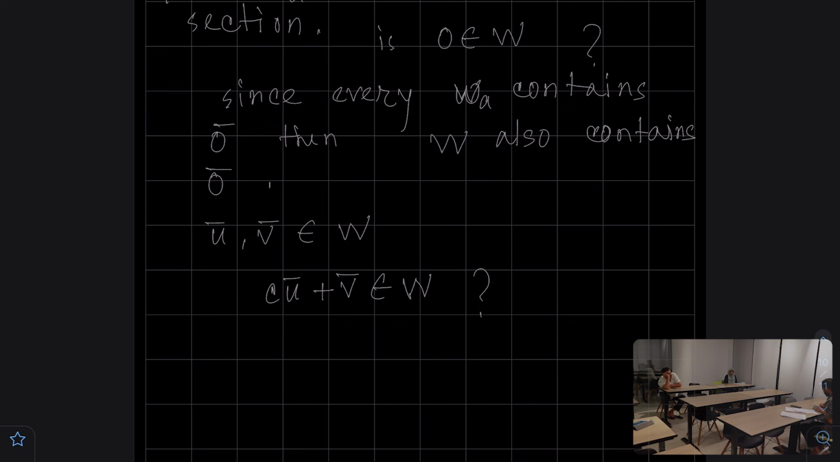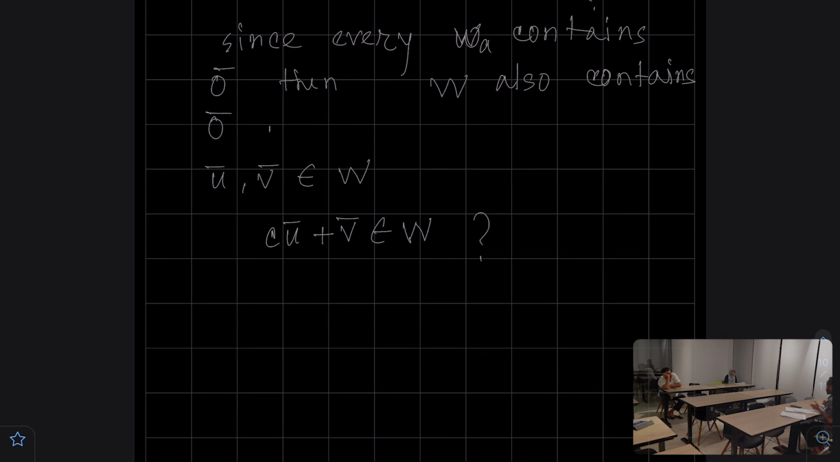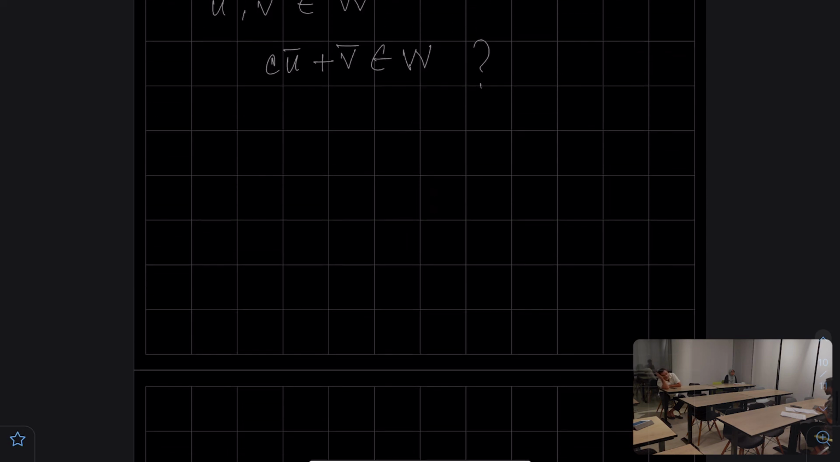So if you consider u belongs to, say, W1, then u also belongs to W2, and u also belongs to W. I'm considering this as n. And also since v belongs to W, that means v belongs to W1, v belongs to W2, v belongs to Wn. All subspaces. So then if you write cu plus v, that means this belongs to W1, this also belongs to W2, ..., cu plus v belongs to Wn.